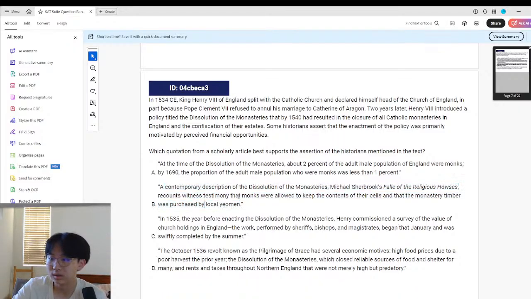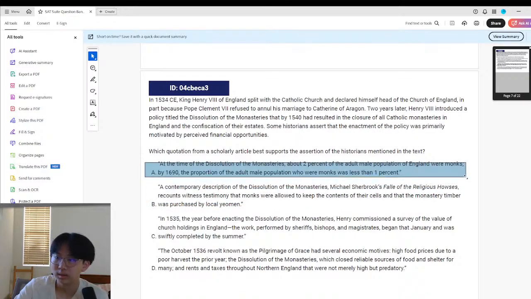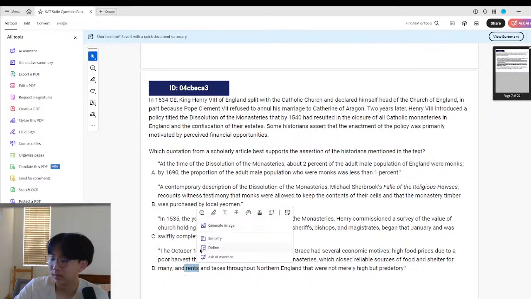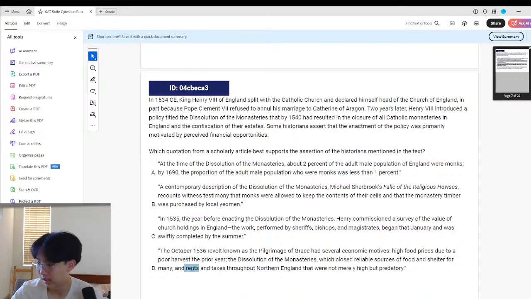Again, this one does talk about the dissolution of the monasteries, but we're not really discussing how the policies are motivated by financial opportunities. That's what we're looking for here. A, dissolution, monks. So yeah, the answer here would be D, right? We're looking at this closure of different places known as the monasteries, as well as the rents and taxes that were high. So D is the correct answer here.